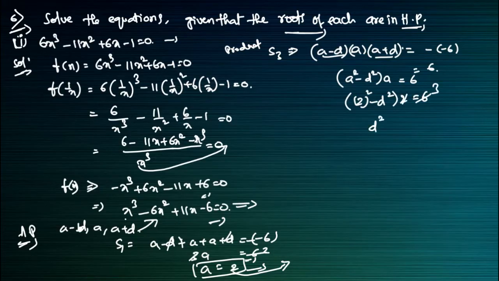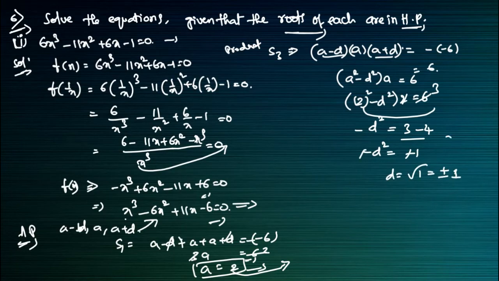So 4 minus d square is equal to 3, so minus d square is equal to 3 minus 4, which is minus 1. So minus d square is equal to minus 1, the minus 1 gets cancelled, and d is equal to the square root of 1, so d is equal to plus or minus 1. So here a is equal to 2, and d is equal to 1, we will take.